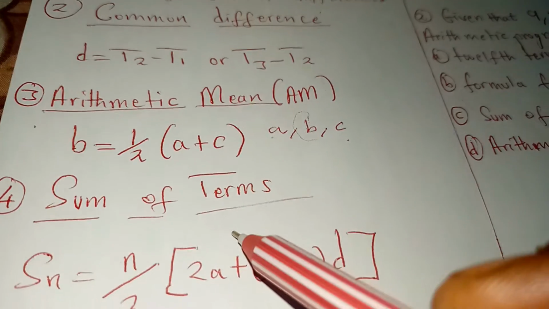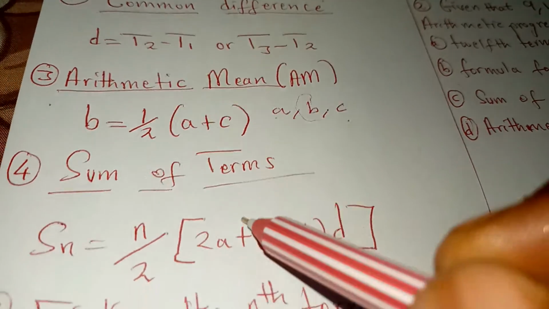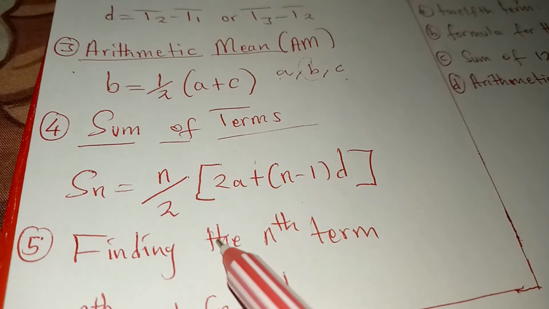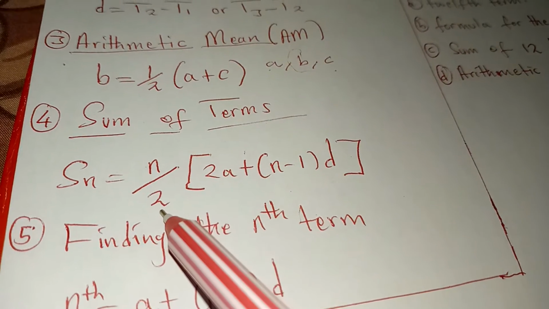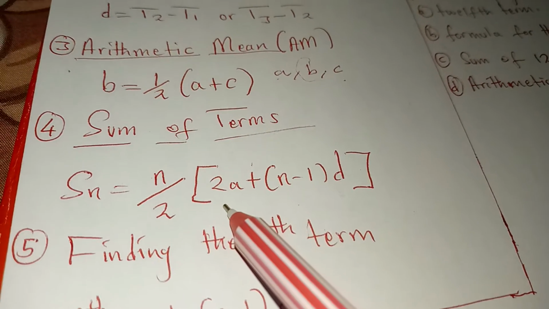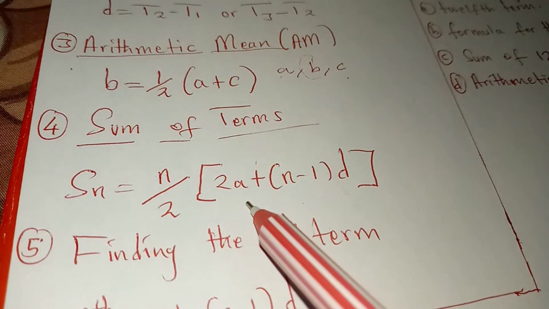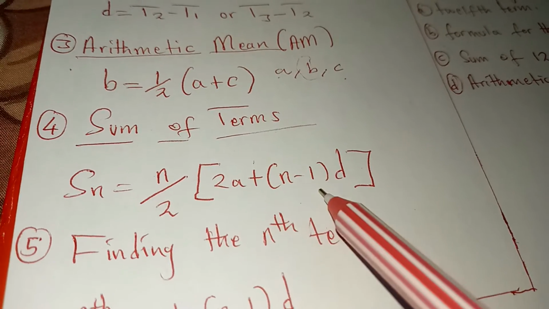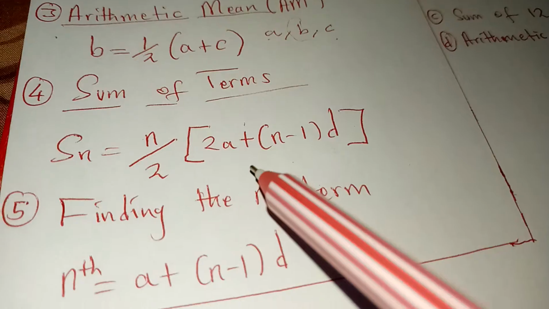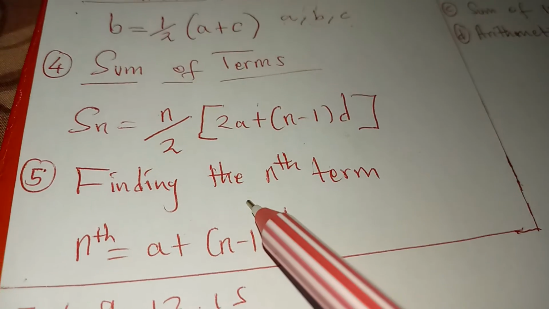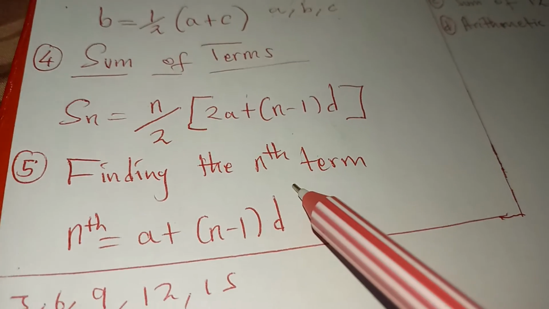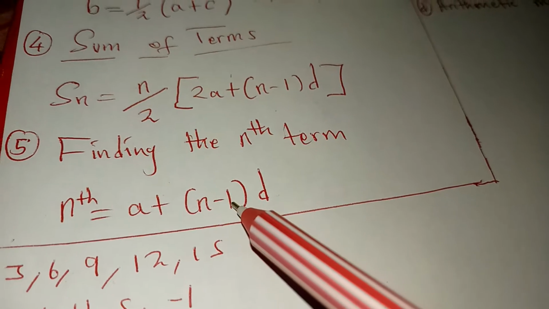Then the other one we have is the sum of terms. The sum of terms is given by this formula: n over 2, in square brackets, 2 times a plus n minus 1 multiplied by the common difference. Then lastly, we have finding the nth term. The nth term is given by that formula.